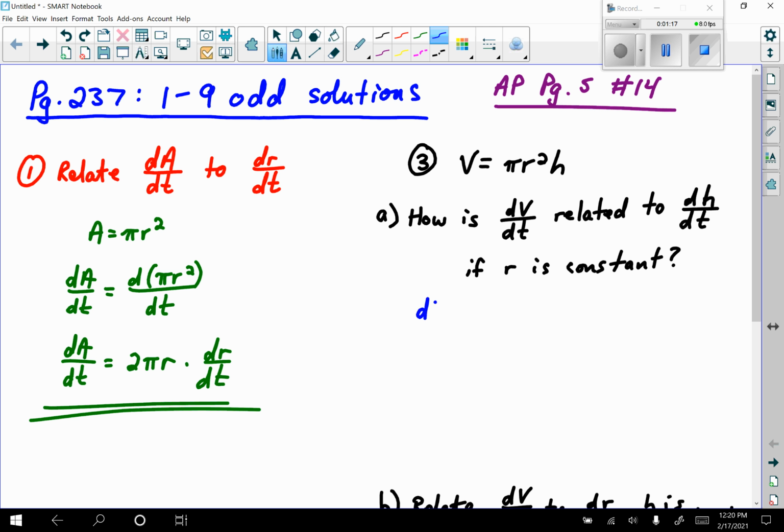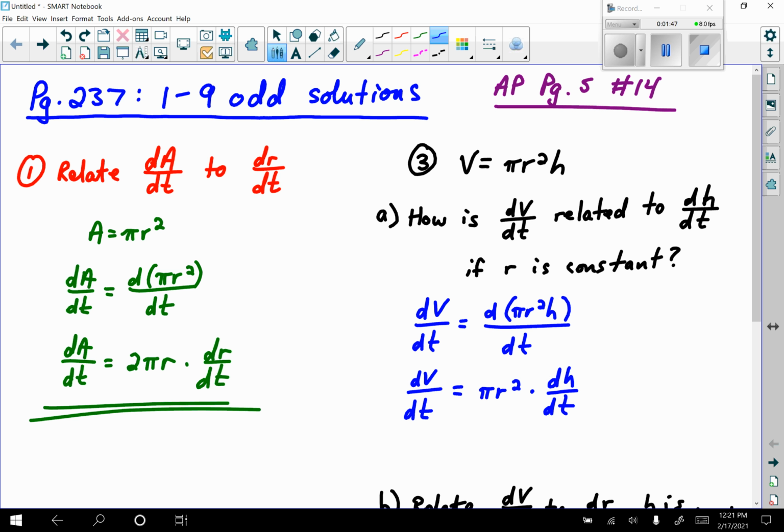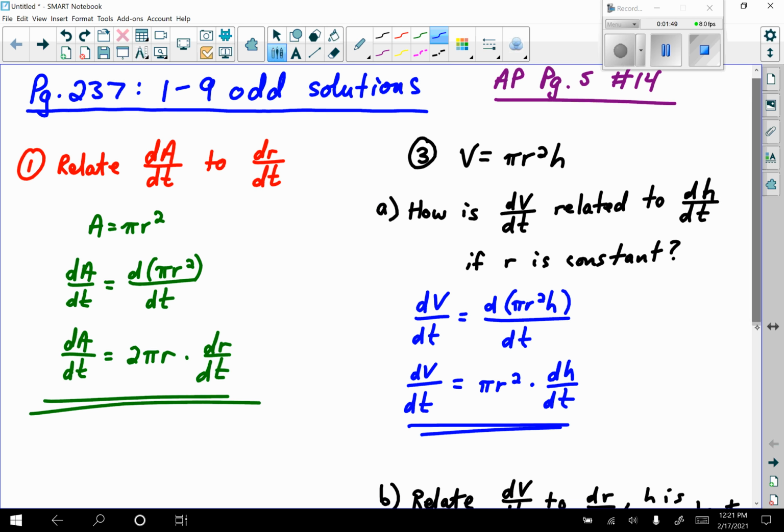So when we go to take the derivative, we'll have dv over dt is going to equal d of pi r squared times h over dt, but we're treating r as a constant. So then we get dv over dt is equal, if h is the only variable, we'll be left with pi r squared, but then times the derivative of h. Kind of like implicit differentiation, we would normally have to write h prime, but instead of writing h prime, we're writing dh over dt, and that relates the two rates of change together.